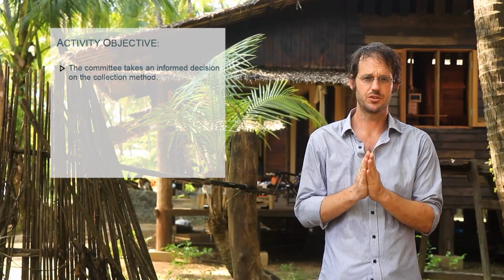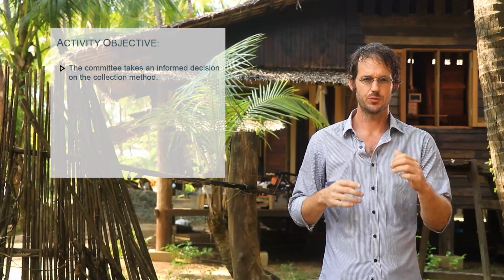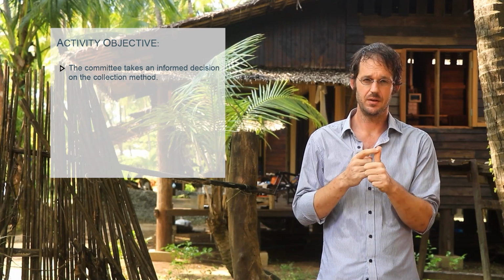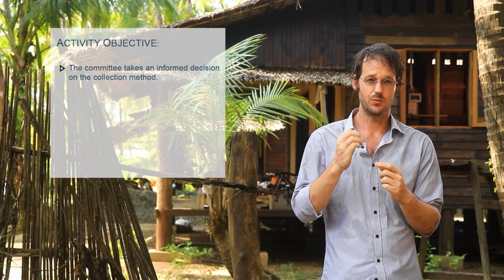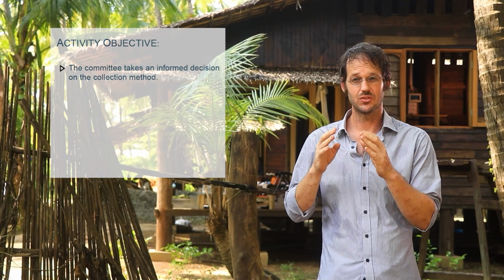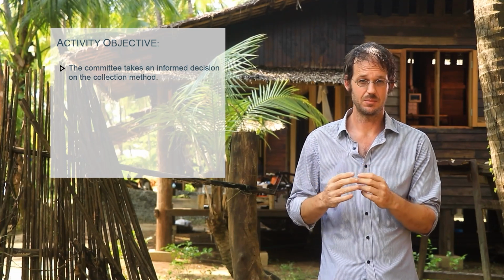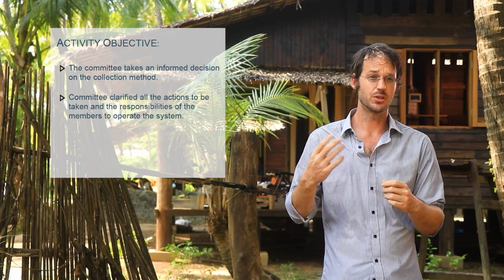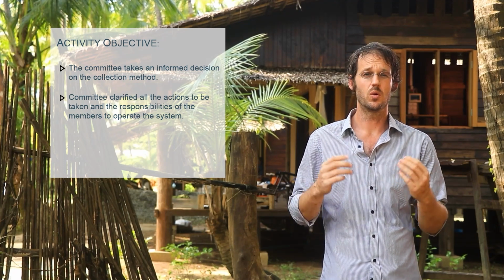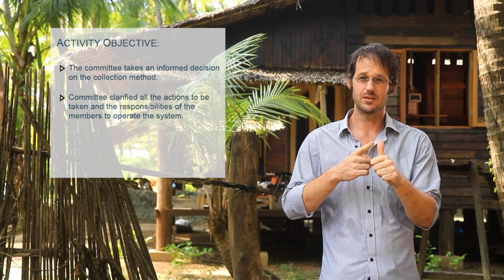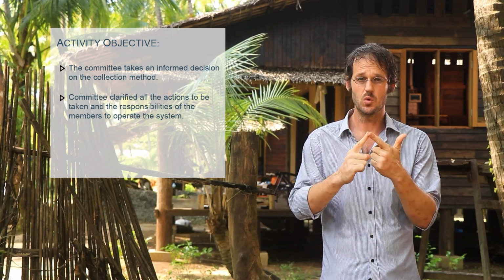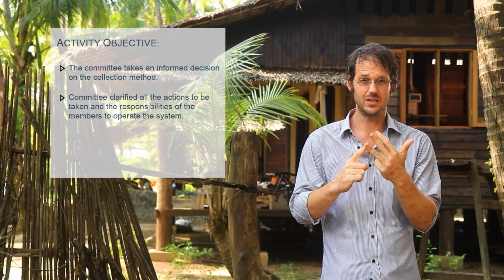So now we will look at activity number 1, action planning. There are 2 objectives you should keep in mind during this activity. The first one is that your committee very well understands the different collection systems and then takes an informed decision on which one is the best for the village and which should then be implemented. The second one is, after you define the collection system, you are all good to go into action planning. So here you need to be very clear that they understand which actions they should take, who will take them, and with what means or funds.